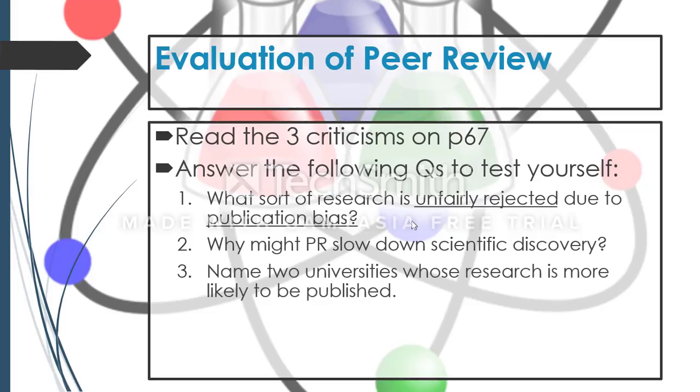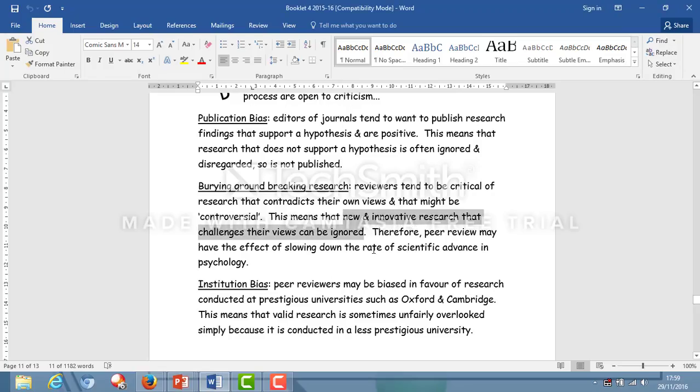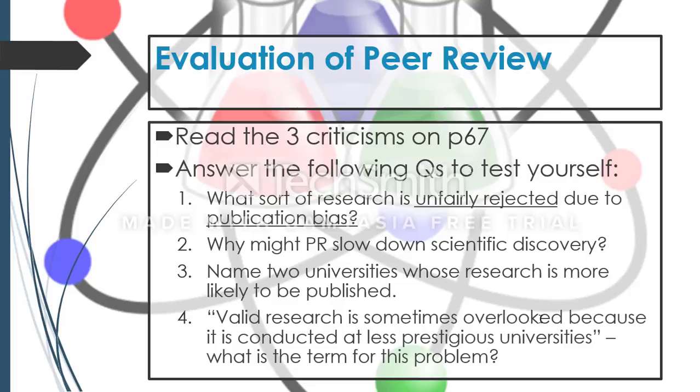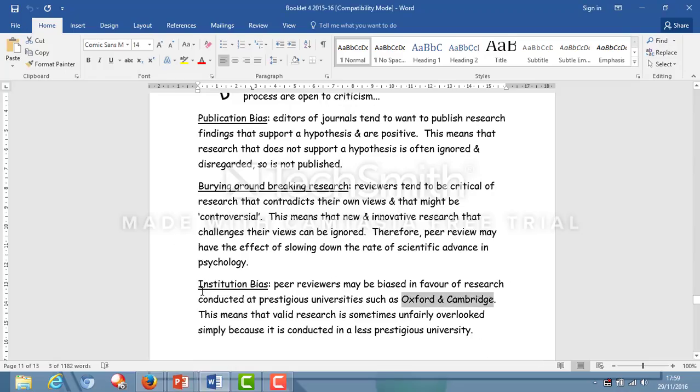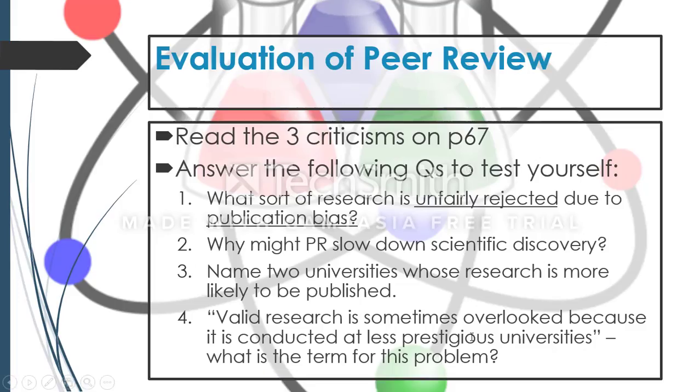3, name 2 universities whose research is more likely to be published. So that's covered in this last point here. Best examples, if we're talking about UK universities, would be Oxford and Cambridge. And this issue that research conducted at less prestigious universities is often overlooked. The term for that problem is institution bias. So that concludes everything that you need to know on peer review.